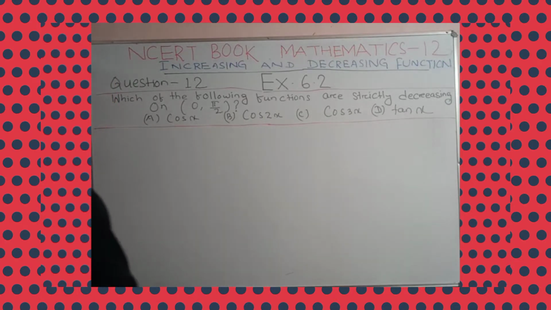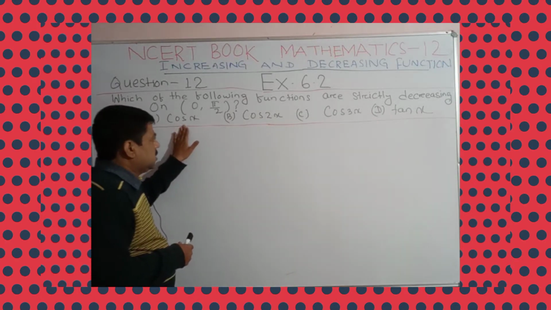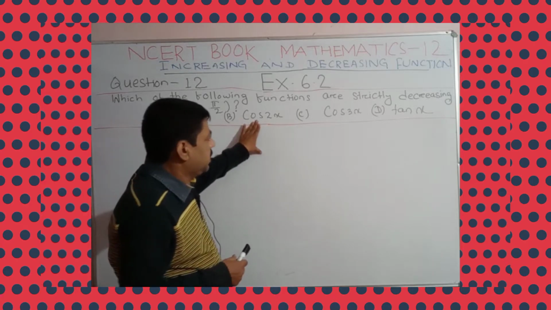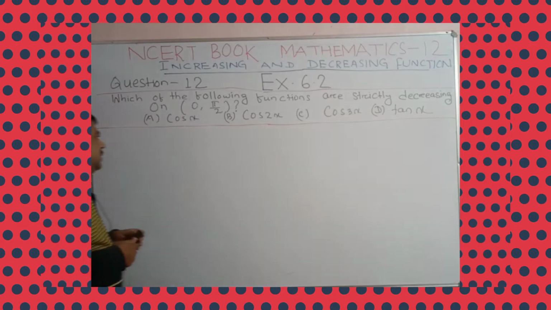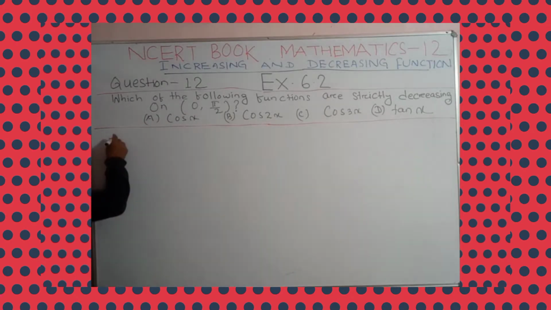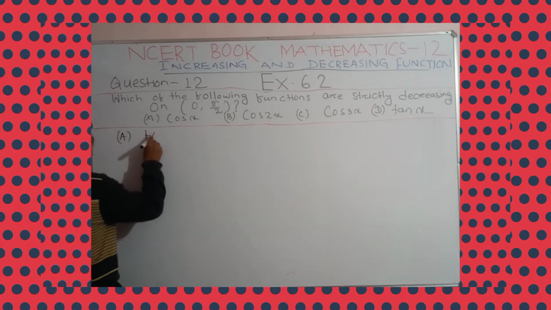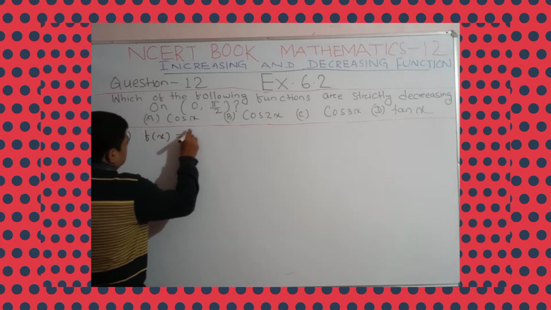The first function given is cos x, the second function is cos 2x, the third function is cos 3x, and the fourth one is tan x. Let's see them one by one. First, part A: cos x. Here f(x) is cos x.